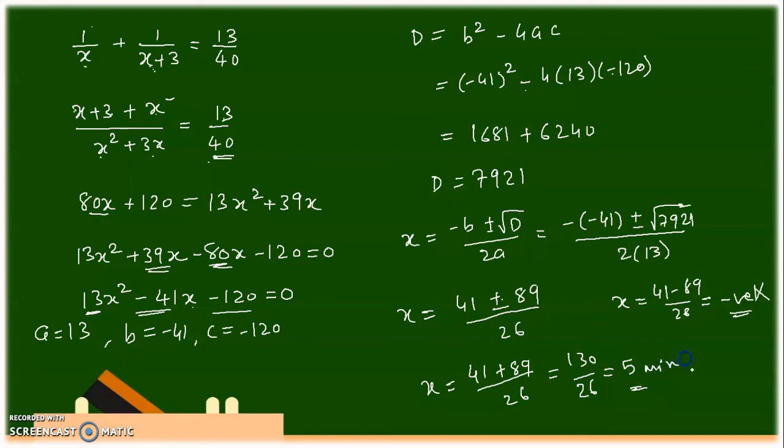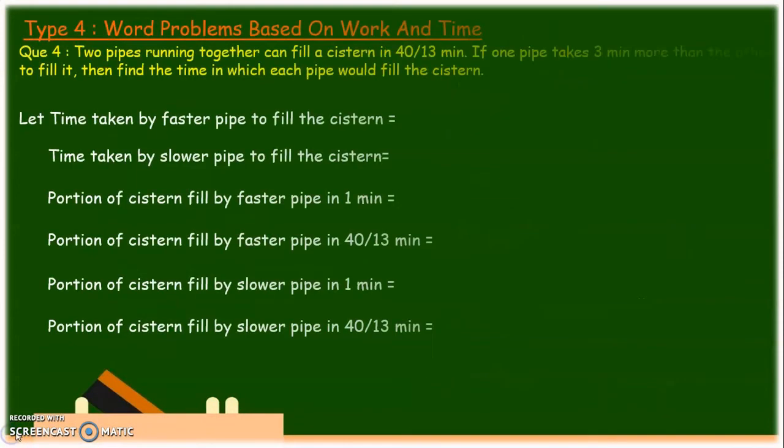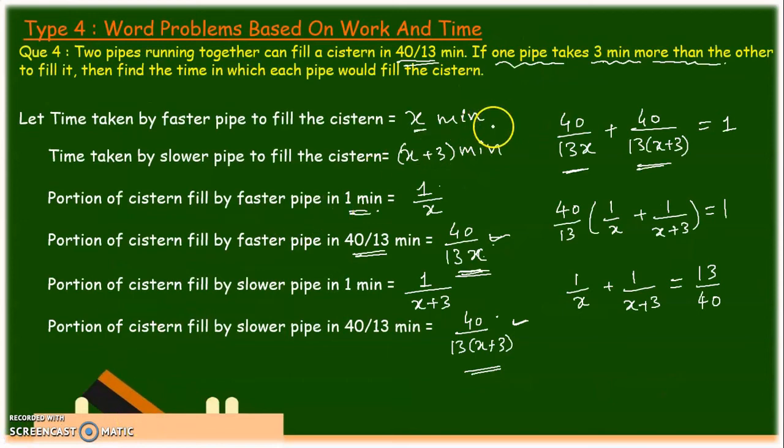x means the time taken by the first pipe to fill the cistern, that is equal to 5 minutes. So here you can see in our assumptions the time taken by the first pipe to fill the cistern was x minutes, and we get x equal to 5. So the first pipe will fill the cistern in 5 minutes.